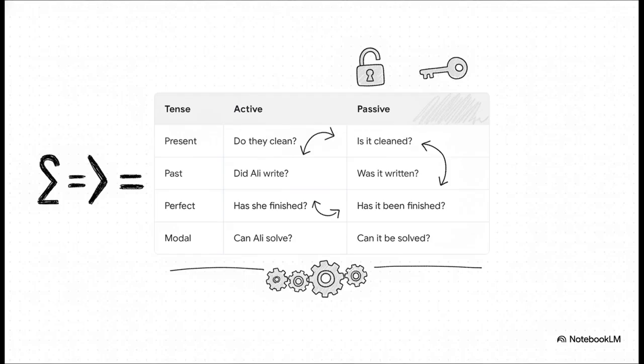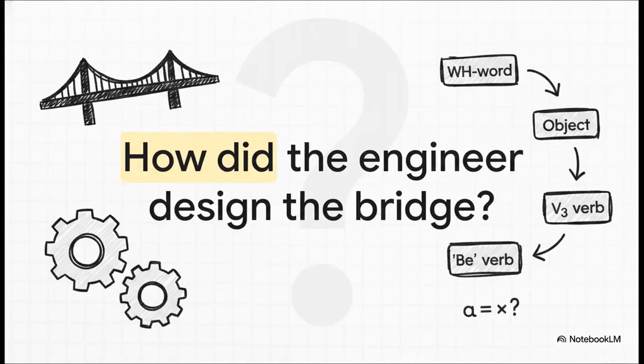Regardless of whether it's present simple, past simple, present perfect, or a modal verb, the underlying mathematical architecture of the passive voice never changes. Anchor your auxiliaries, swap your object, insert your be verb, and drop in your v3. It's really that systematic. So as we wrap up this explainer, I'm going to leave you with one final test of your new skills, pulled straight from our practice exercises.